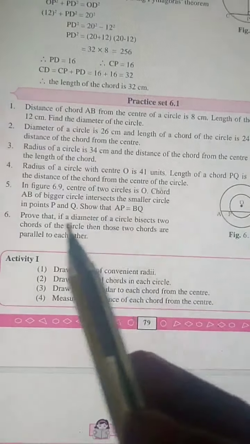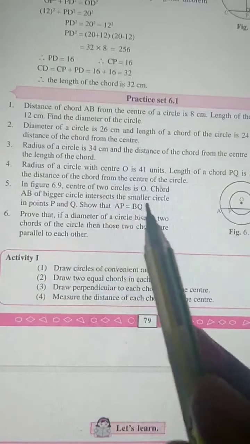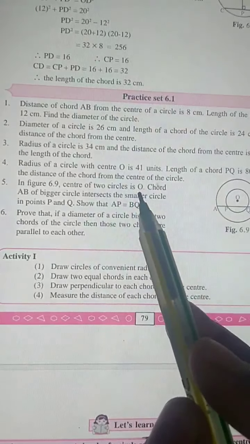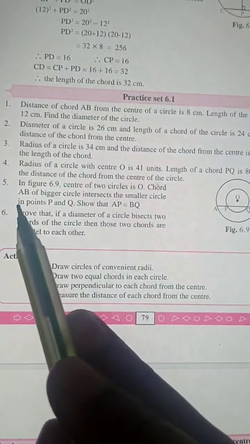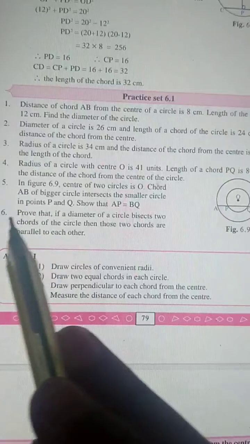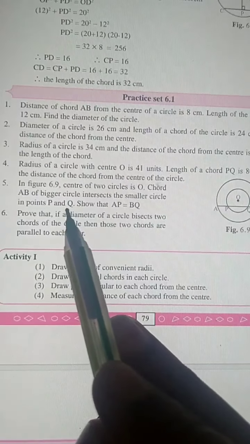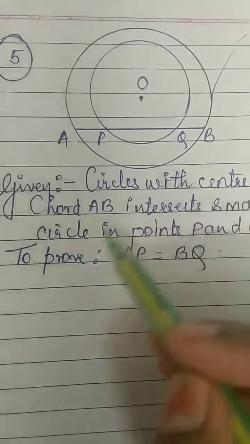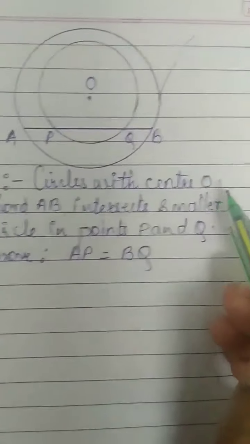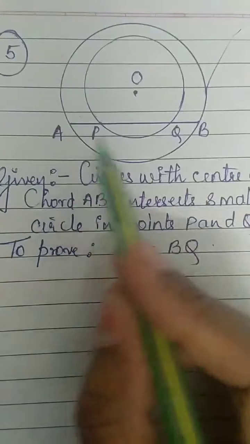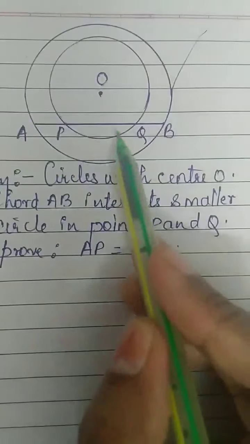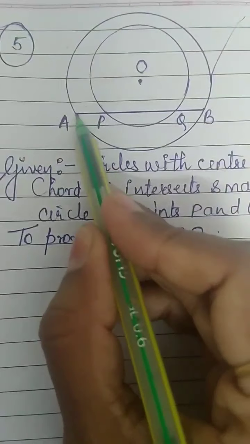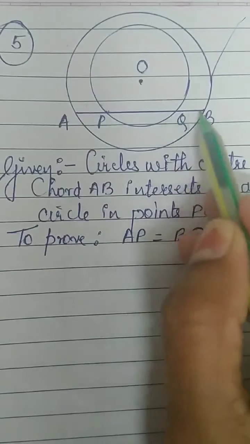We will write in the given the statement which is given in the question itself. That is, we will write circles with center O. Chord AB intersects smaller circle in points P and Q. This statement we will write. As I told you, I have written circles with center O. Chord AB intersects a smaller circle in points P and Q. To prove AP is equal to QB or BQ.